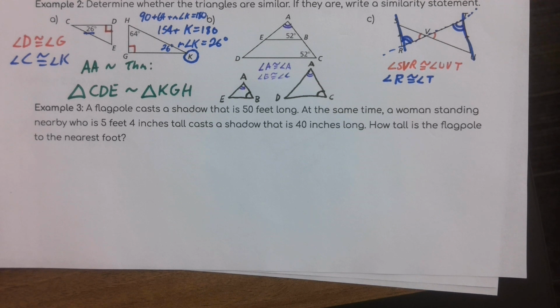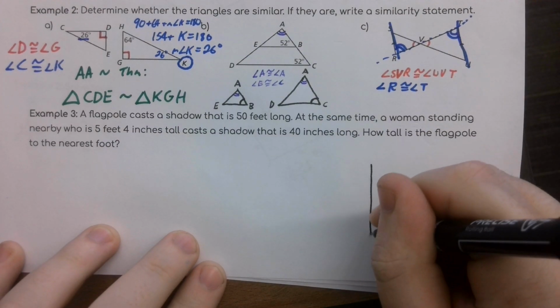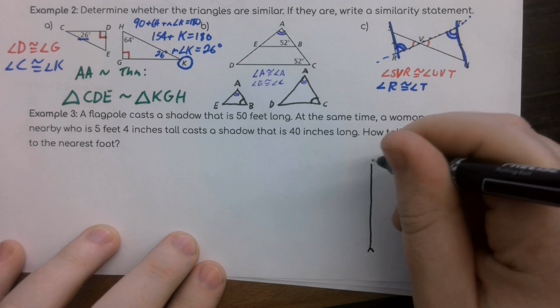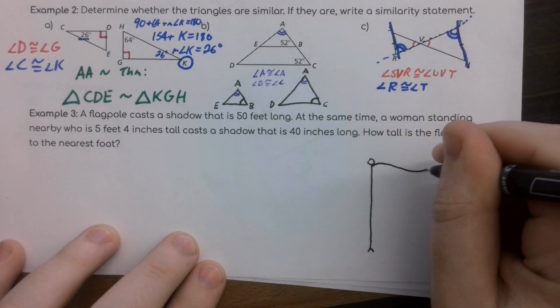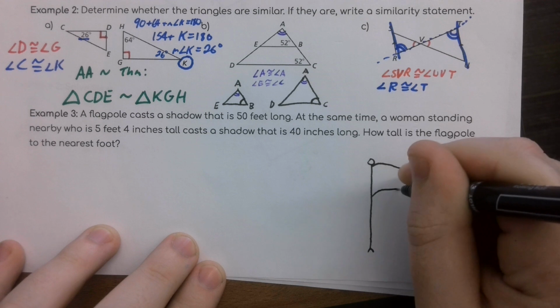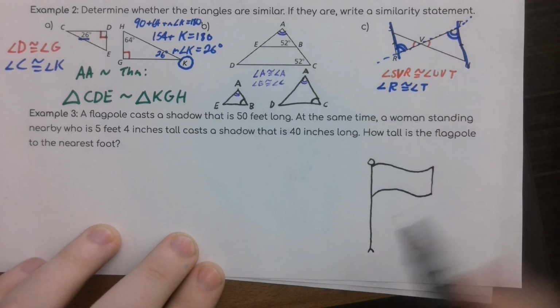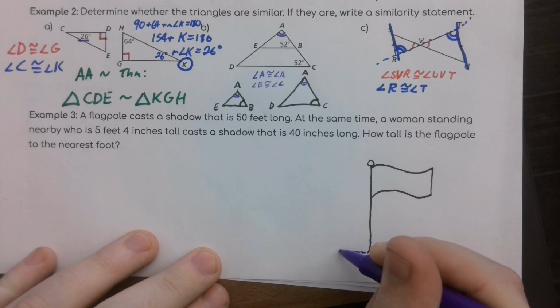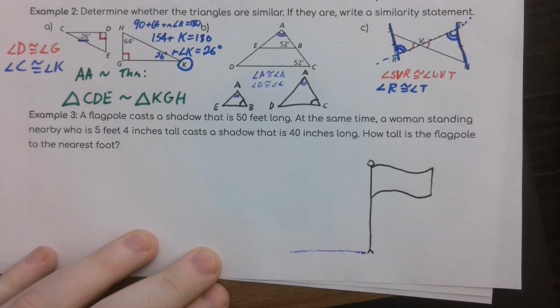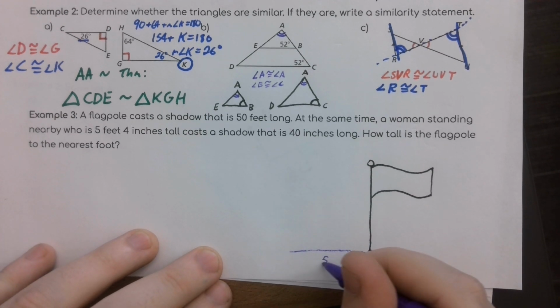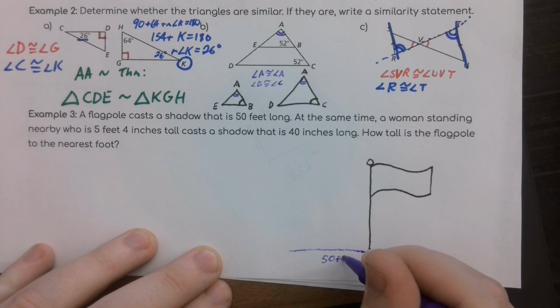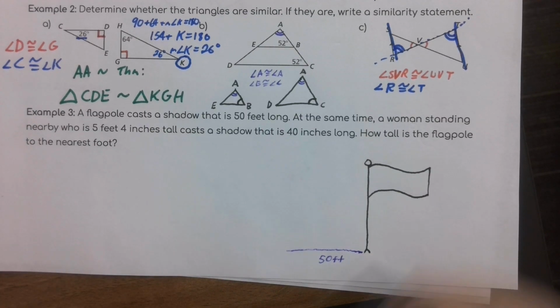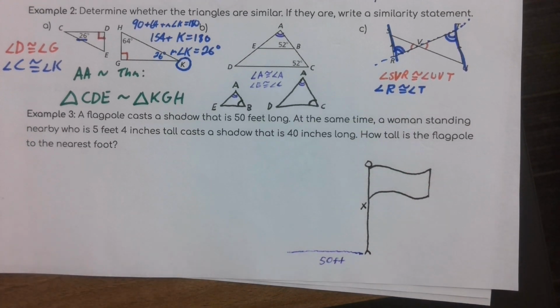Always, when you end up in a situation like this, I recommend drawing a diagram. So the diagram for this one would look like this. We have our flagpole here. There's our beautiful waving flag. And we know that it casts a shadow that is 50 feet long. I'll use purple to represent the shadow. Cool. I'll label this as 50 feet. And I'll label the flagpole as X, since we don't really know how tall the flagpole is.